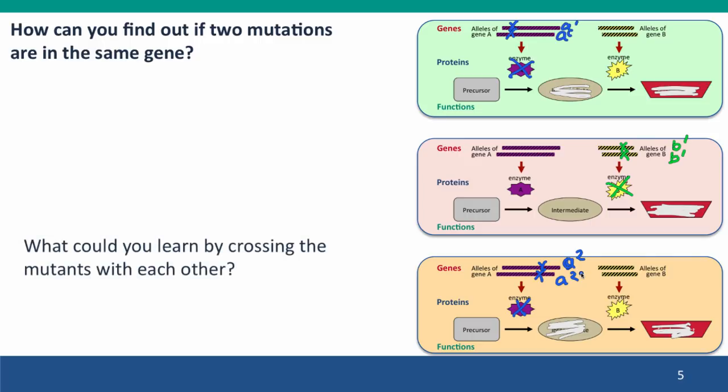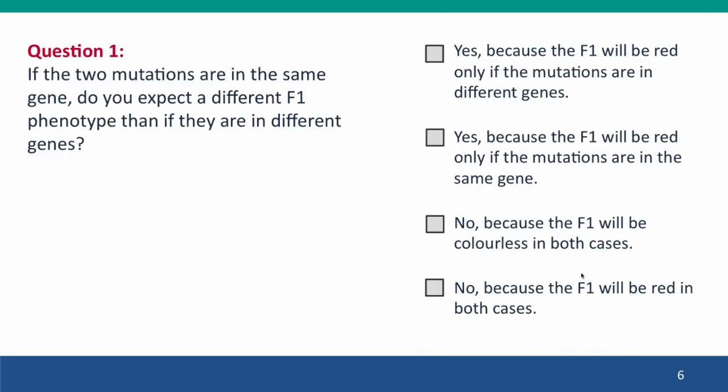Now, as geneticists, we think of using crosses to find out things about genes. So how could you use crosses to learn about the relationships of the mutants to each other? Well, that's what this question asks. If two mutations are in the same gene, do you expect a different F1 phenotype than if they're in different genes?